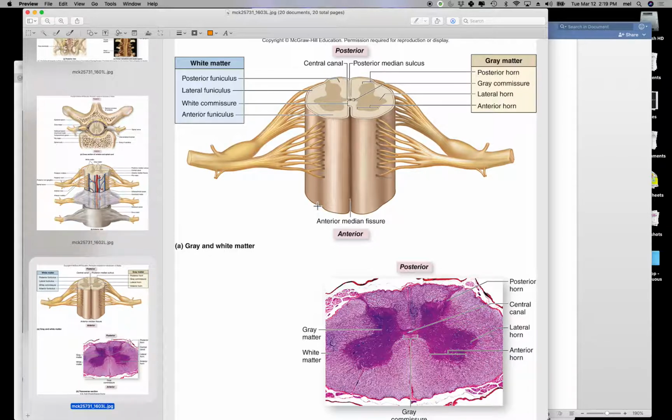But if you don't know funiculus, it doesn't help you. So what do you have to use? You can use white column if you want to. That's fine. Okay. This is actually the only textbook that I know that uses funiculus. Most of the time they call them white column.